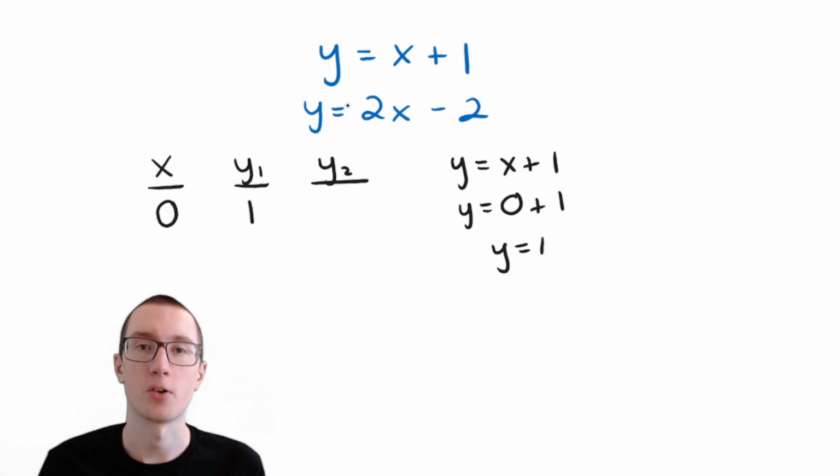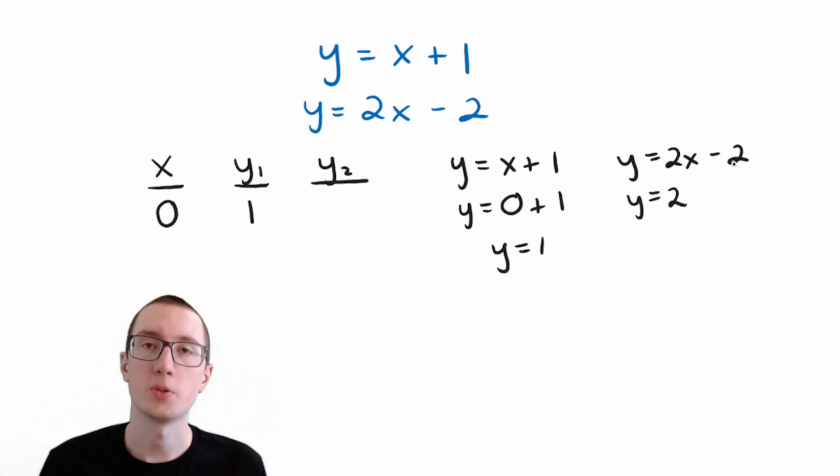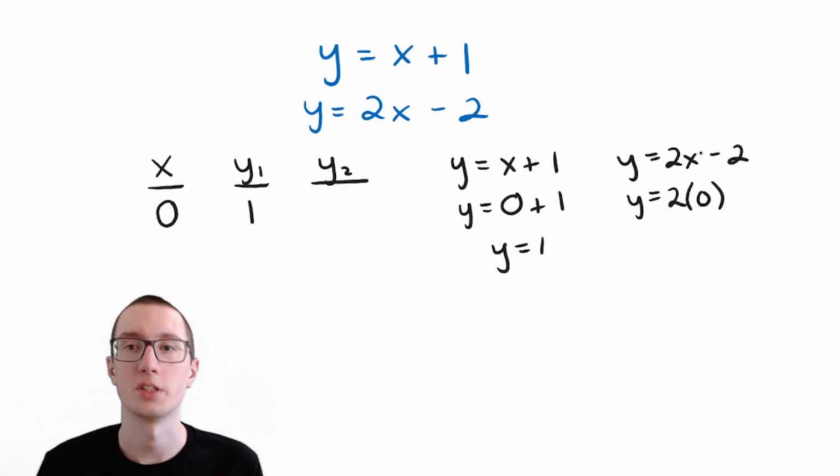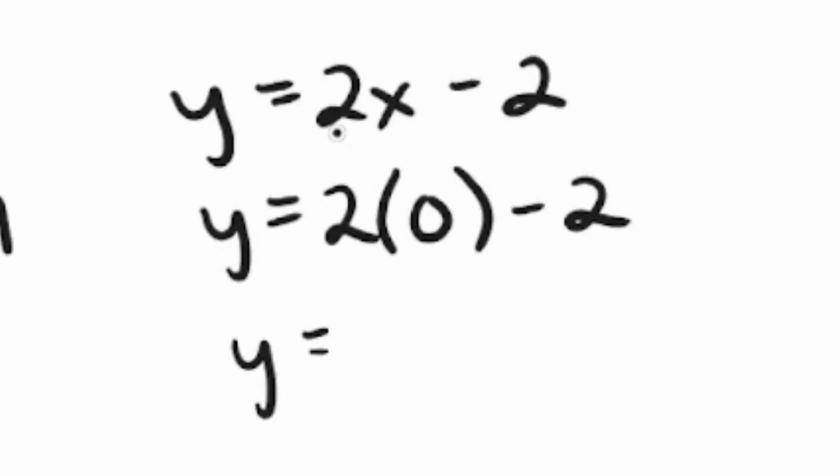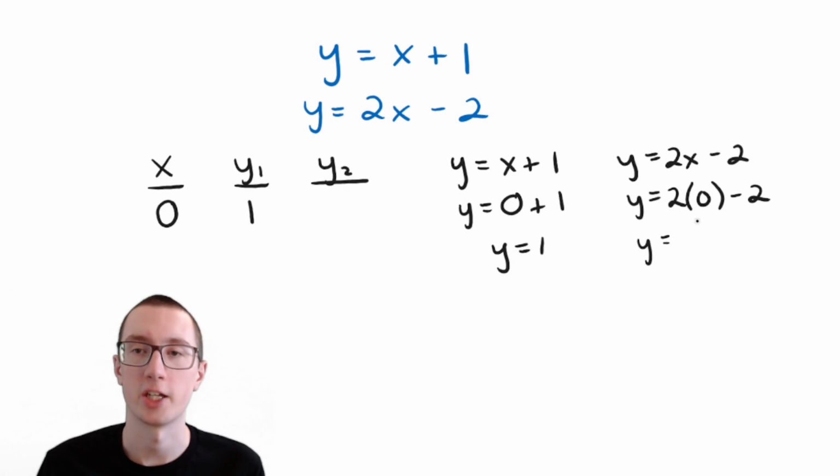So now let's do the same thing on the other equation. y equals 2x minus 2. Let's go ahead and replace x with 0. And you'll notice here that the x is next to a number. We're going to go ahead and put 0 in parentheses, just so that we can tell that these are two different numbers. If we had just put this without parentheses, then it would say 20, and we don't want that. So remember that if you have two numbers next to each other like this, or a number next to a letter, that means multiplication. So 2 times 0 is 0.